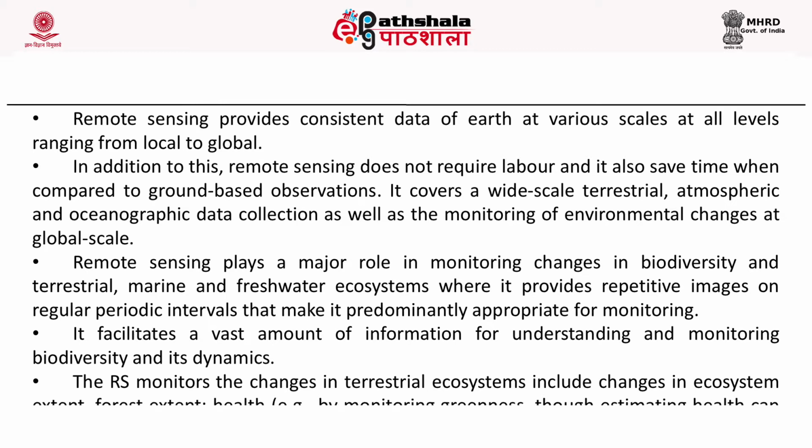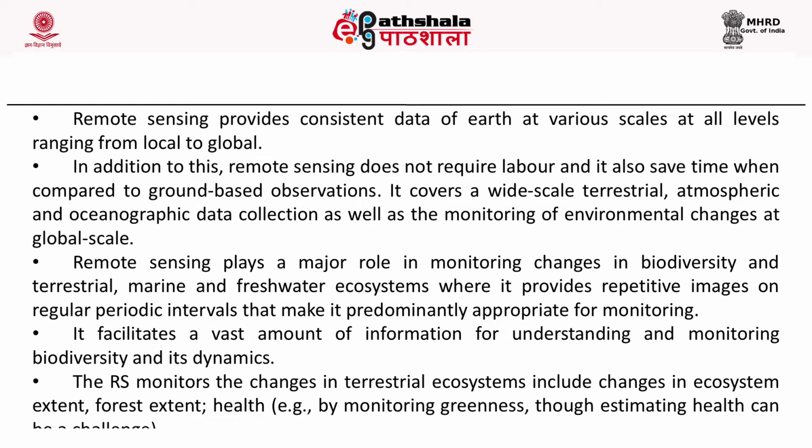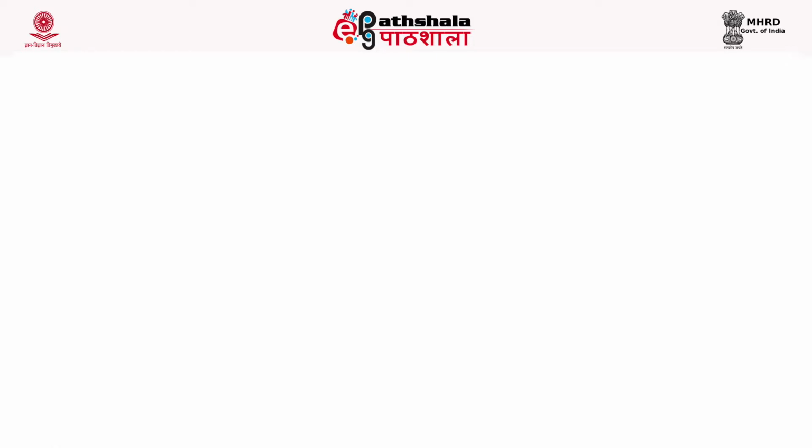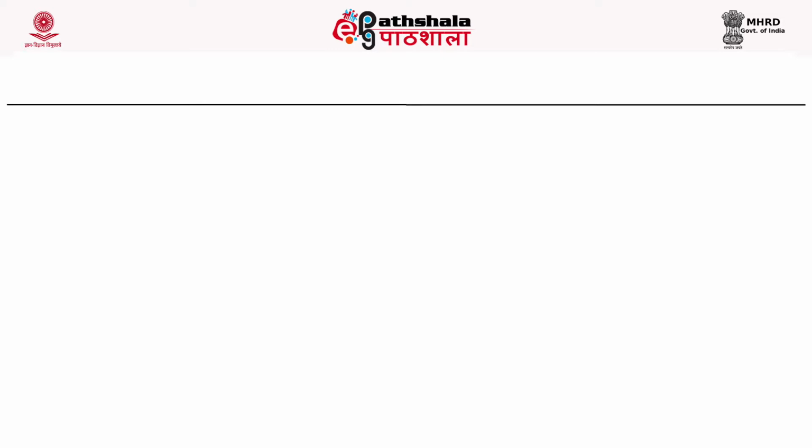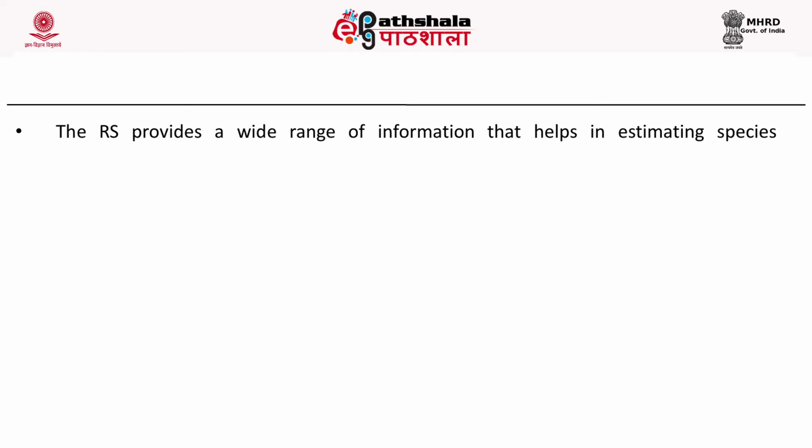Remote sensing monitors the changes in terrestrial ecosystems, including changes in the extent of ecosystem, the extent of forest, and the health of ecosystem, for example by monitoring the greenness of an ecosystem, though estimating the health can be a great challenge. Further, remote sensing provides a wide range of information that helps in estimating species distribution and, in integration with models, estimating the overall biodiversity.